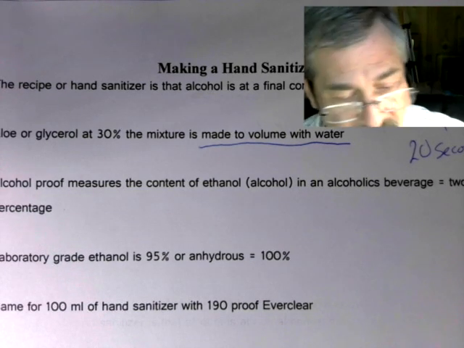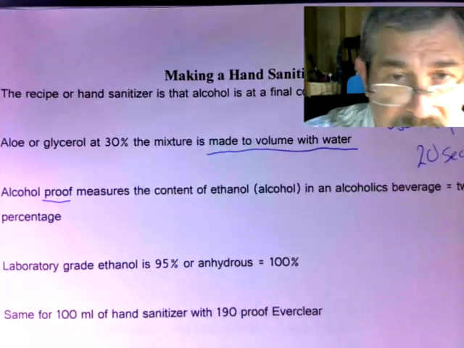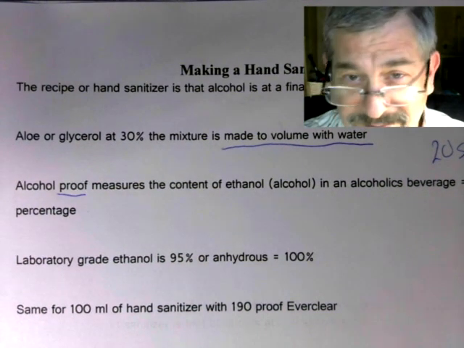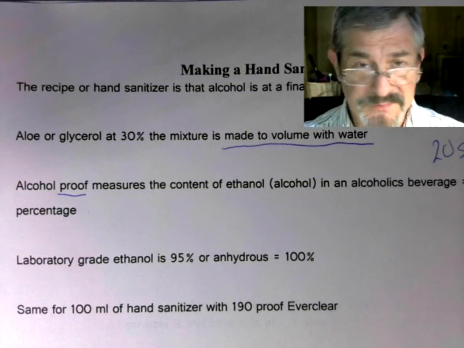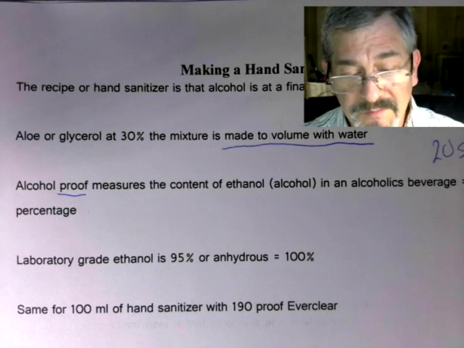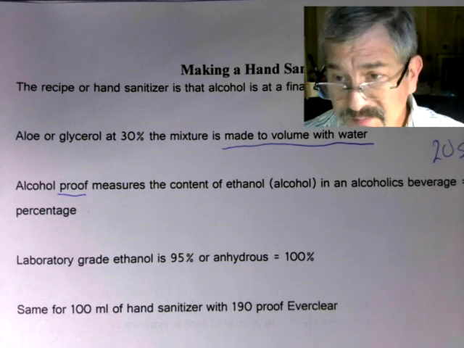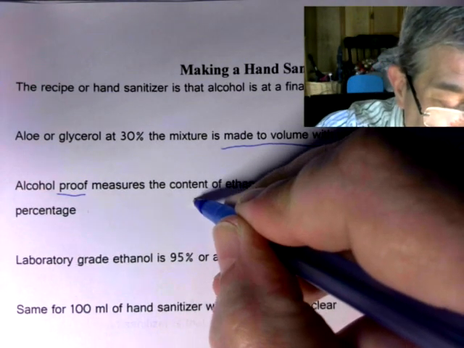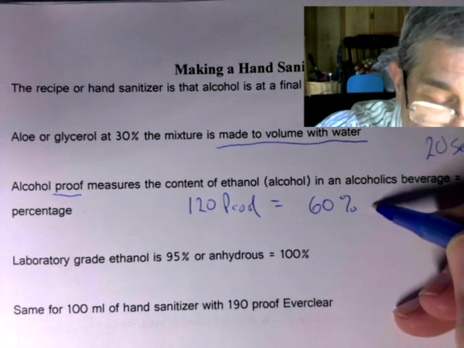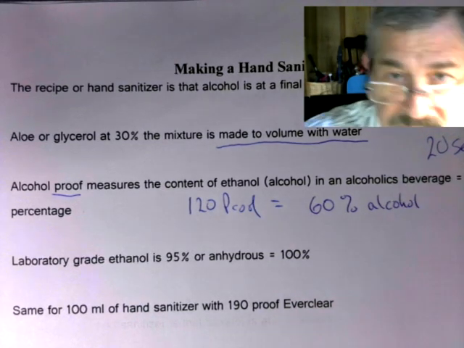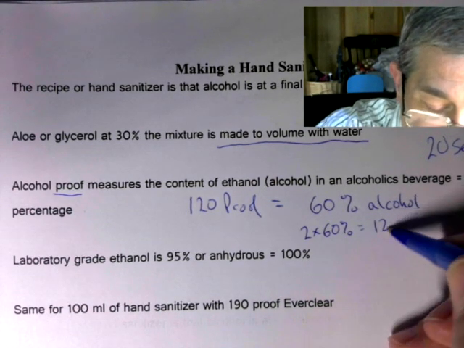Let's see. Alcohol is often measured in a unit called proof. This is what you'd find in the grocery store, commonly used for liquor. Proof measures the content of ethanol in an alcoholic beverage. It's for alcoholics, don't drink that yourselves, kids. It is 2 times the percentage. So, for example, 120 proof would be 60% alcohol, because 2 times 60% equals 120 proof.